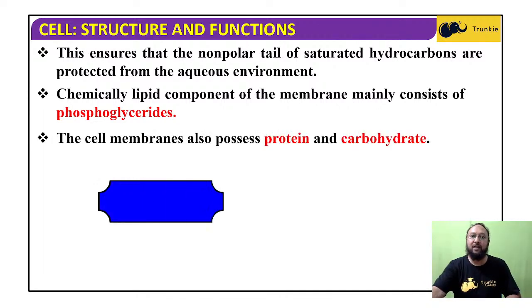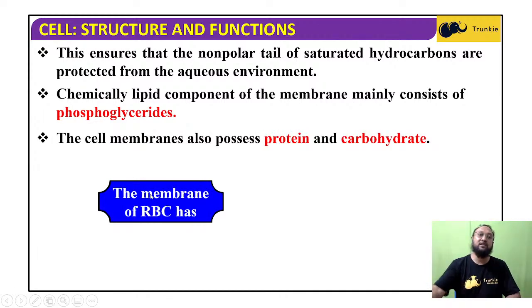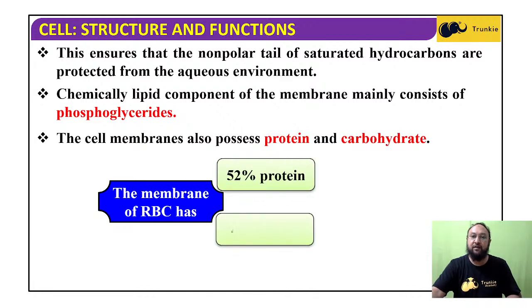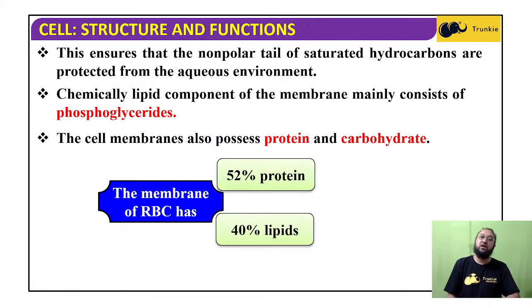The cell membrane also possesses protein and carbohydrate, so we find all three different types: protein, carbohydrate, and lipids. The membrane of RBC has 52% protein and 40% lipid. This is the percentage composition between protein and lipids. Proteins are a little higher in concentration: 52% are protein and 40% are lipids.